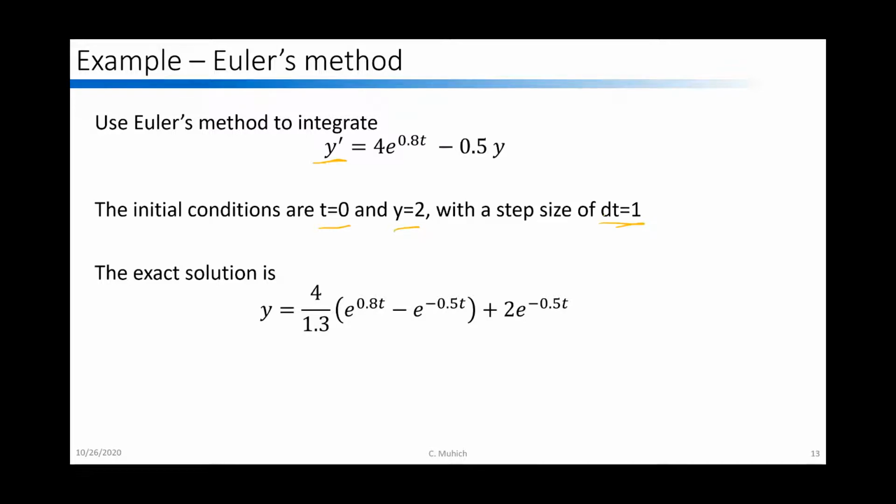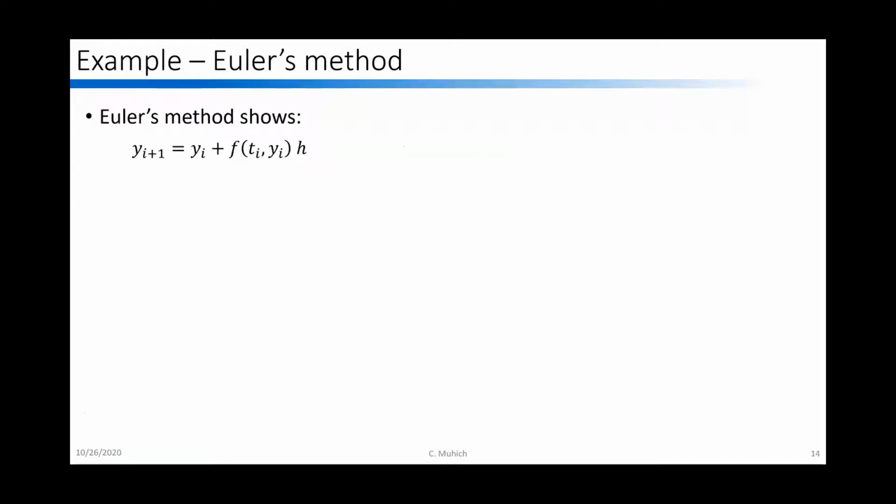Just for comparison purposes, I'm providing the exact solution that you can get from solving out the ODE using differential equations, which says that y equals 4 over 1.3 times e to the 0.8t minus e to the negative 0.5t plus 2e to the 0.5t. Let's go in and start plugging this in.